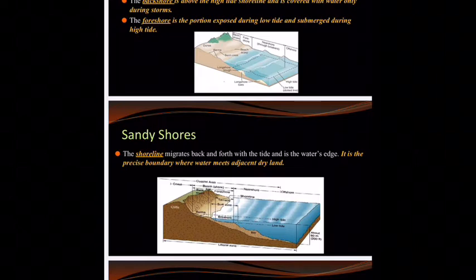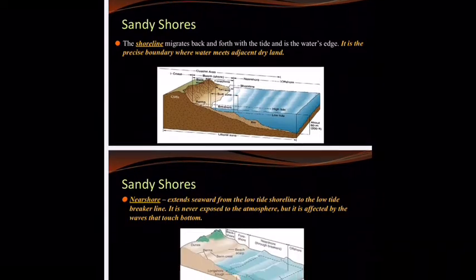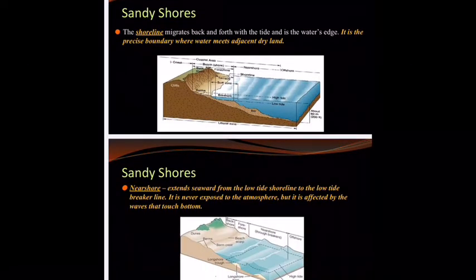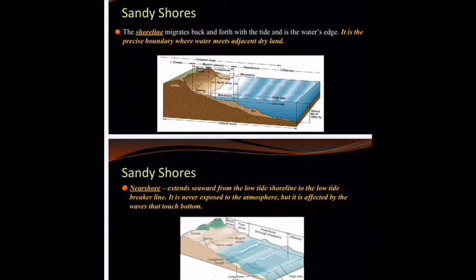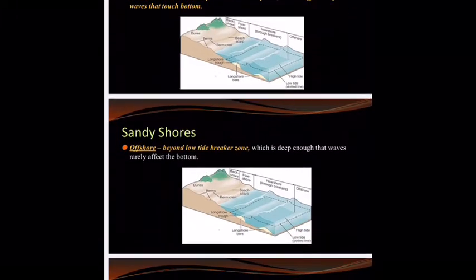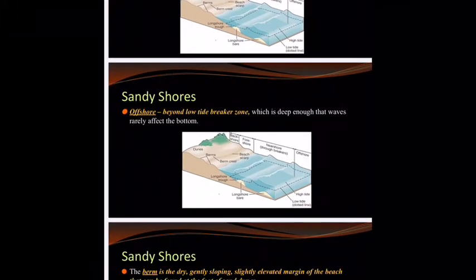Now, moving outward into the water, we have what's called the near shore because it's near the shore. And it extends seaward from the low tide line, so from the low tide line where all the waves are starting to break and crash over each other. It's never ever exposed to the atmosphere. This part is always still underwater, but it is affected by the waves that touch the bottom of the shoreline. Okay? Then you have offshore, and that's beyond all low tide breaker zones. And the water is deep enough that the waves rarely affect the bottom at all.